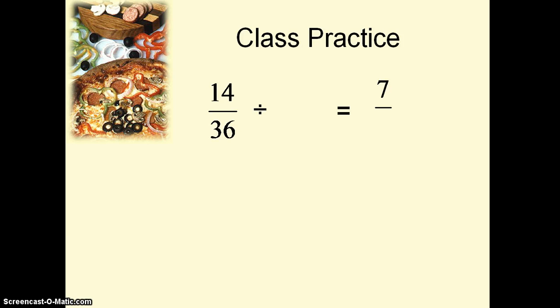So 14 over 36 is equal to what over 7? We look at 14 and you're going to 7. Are we getting smaller or bigger? We're getting smaller, so we're going to divide. What can I divide 14 by to get to 7? We divide it by 2 over 2. What you do to the top, you do to the bottom. 36 divided by 2 is 18.